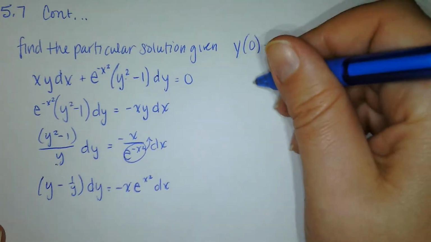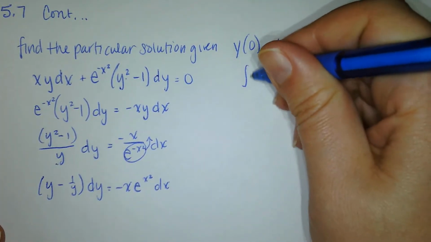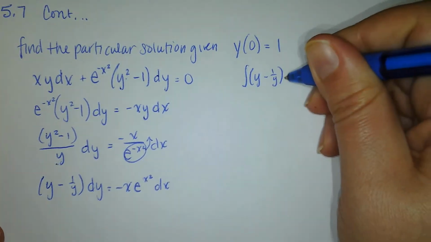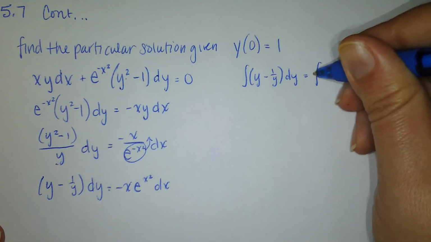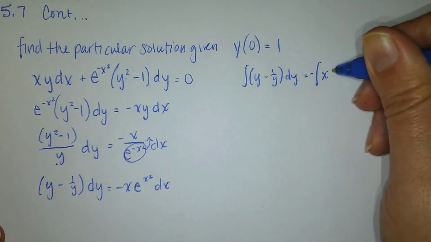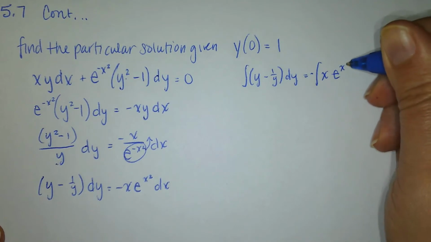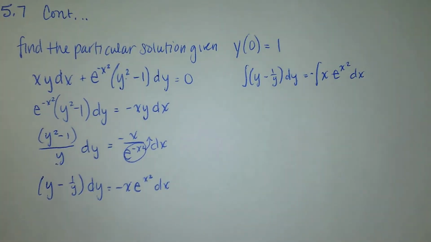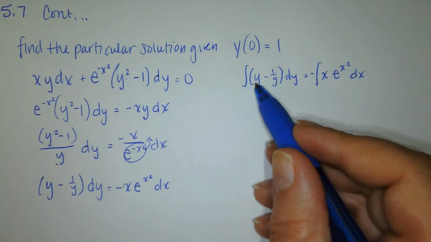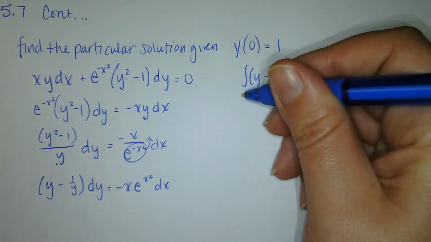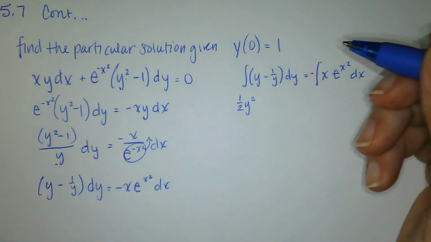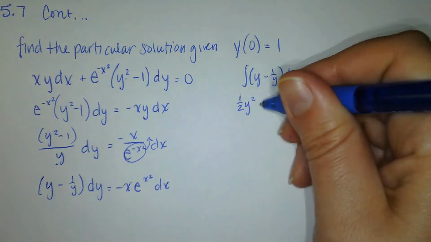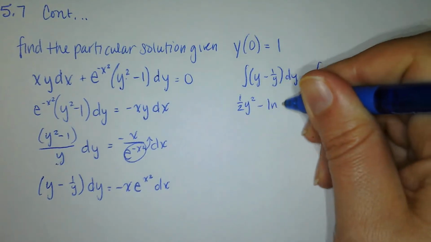All right, let's integrate. So the integral of y minus 1 over y dy is equal to the integral of negative, let's pull the negative out front, negative integral x e to the x squared dx. All right, on the left side, the integral of y is going to be 1/2 y squared. The integral of 1 over y is going to be ln of y.